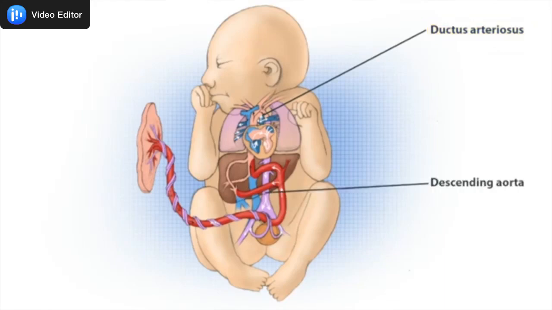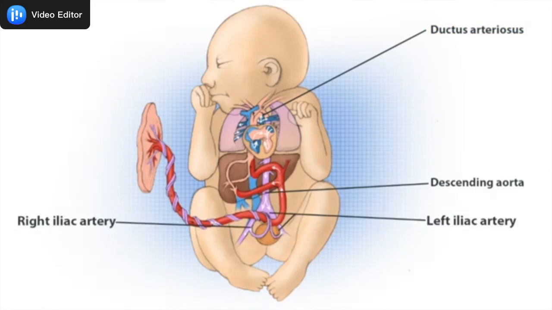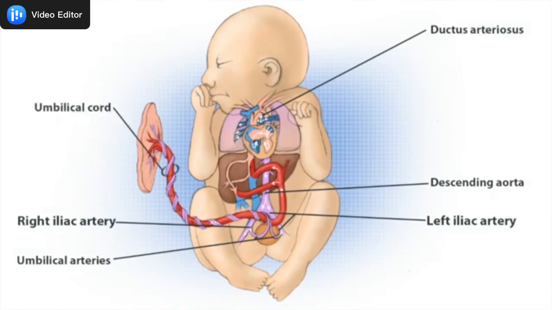The descending aorta bifurcates into the left and right common iliac arteries, each of which, in turn, bifurcates into an internal and an external iliac artery. If you've watched the solid anatomy lectures on the pelvis, you may recall that one of the branches of the internal iliac artery is the umbilical artery, which travels along the inner surface of the anterior abdominal wall to reach the umbilicus. The umbilical arteries pass through the umbilical cord in the fetus to return blood to the placenta.